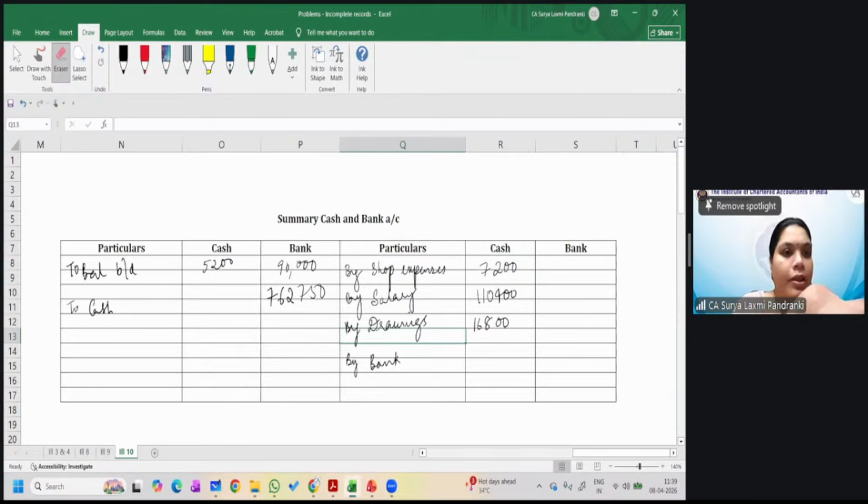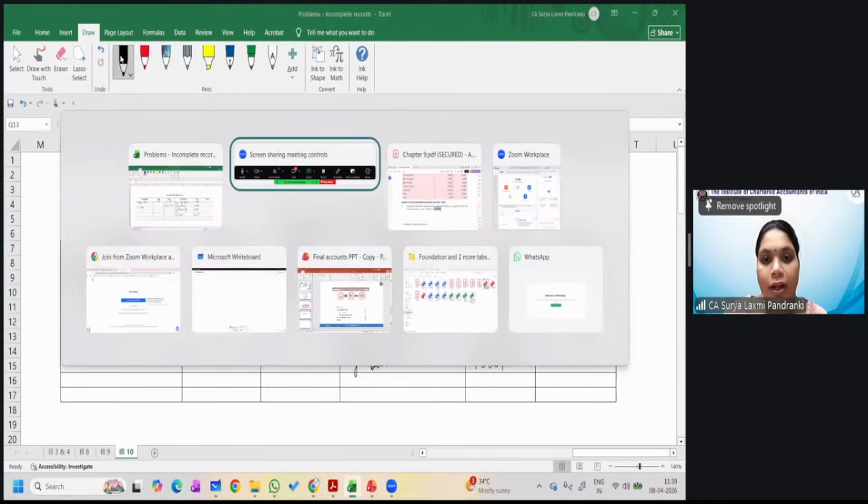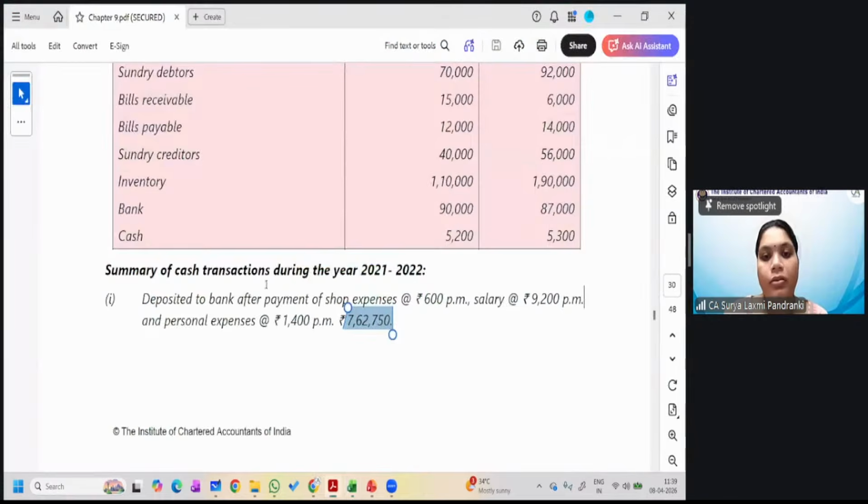And here it will be in the cash column, 762,750. Why in the cash column? Because the balance in the cash has to come down and the balance in the bank account has to increase. So you will debit bank account and credit cash account to reduce the balance. Am I clear with this contra entry? Yes, ma'am. So we are done with all these 3 transactions and also a contra entry. All 4 are done. Now let's move.